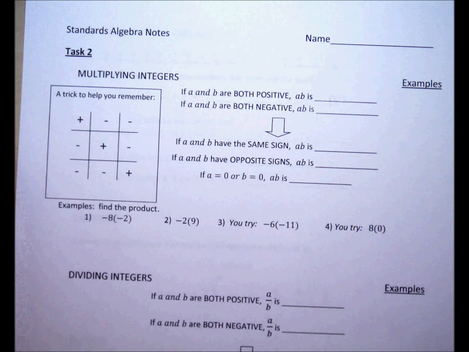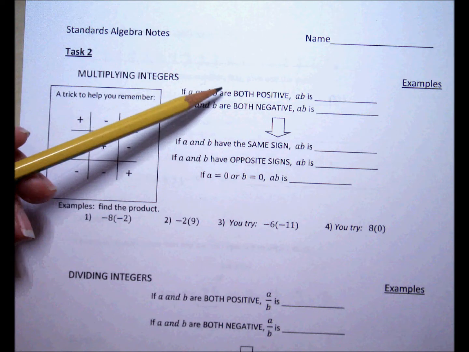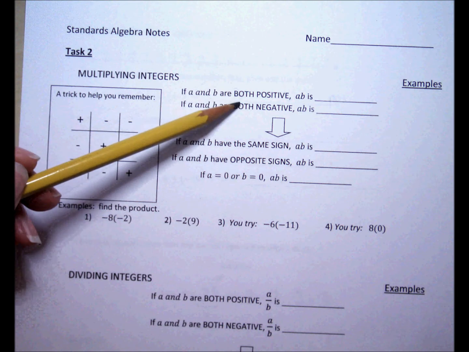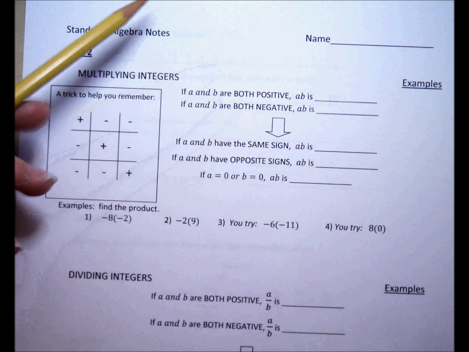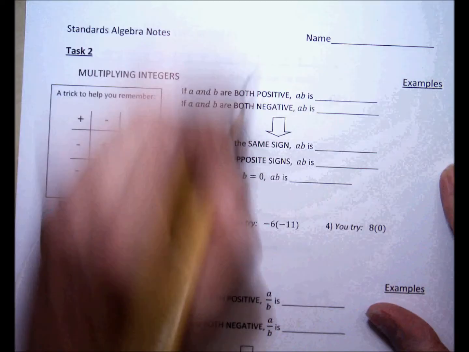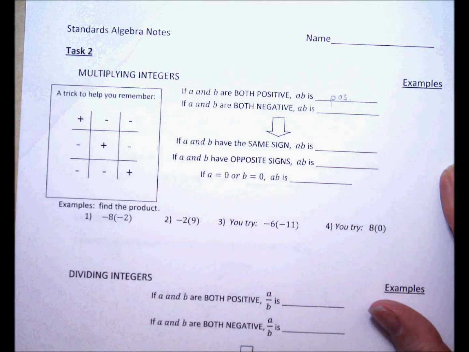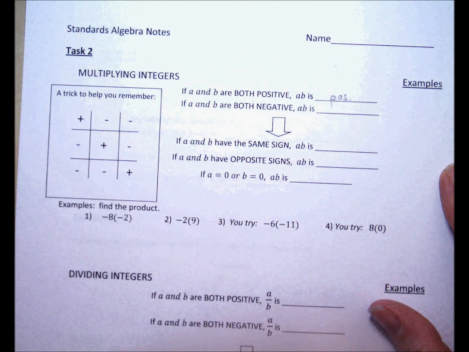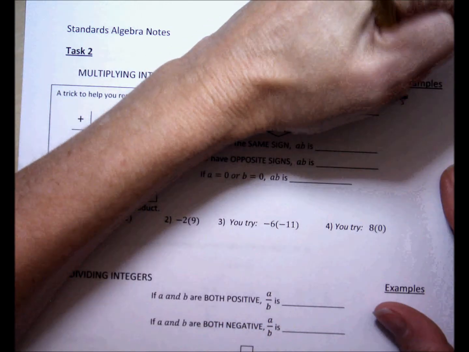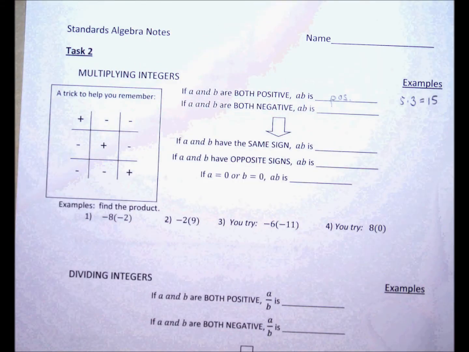So today we're looking at integers in Task 2 in Standards Algebra. Now remember, if two numbers have the same sign, so if they're both positive or both negative, then the product is positive. So here's an example. If they're both positive, their product is positive. So an example would be 5 times 3 equals positive 15.